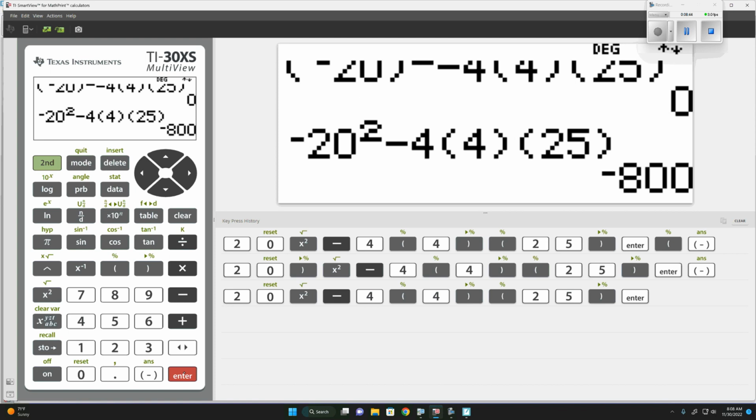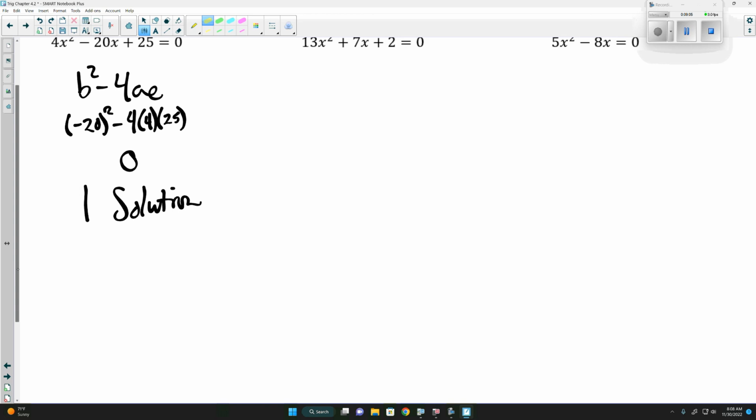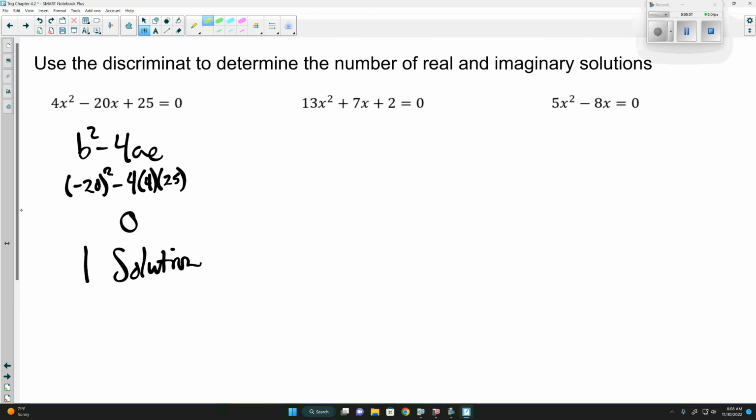So this is 0, which means we have one unique solution. We still have two technical solutions. They're just the same number. Questions on this?